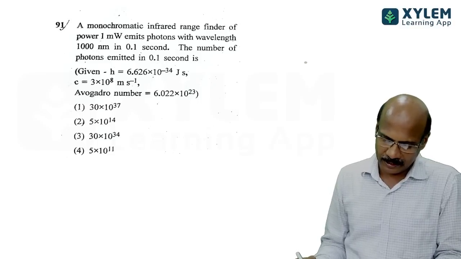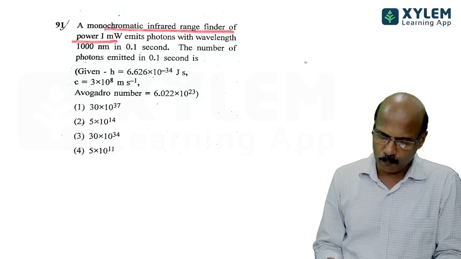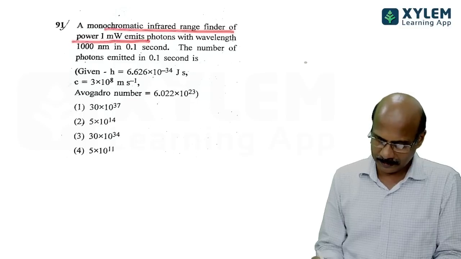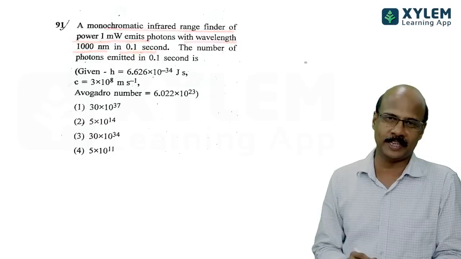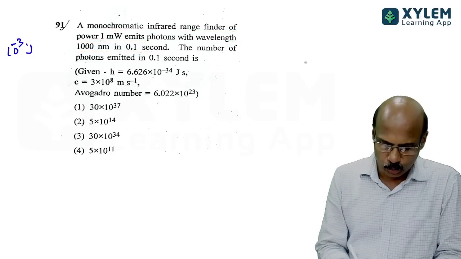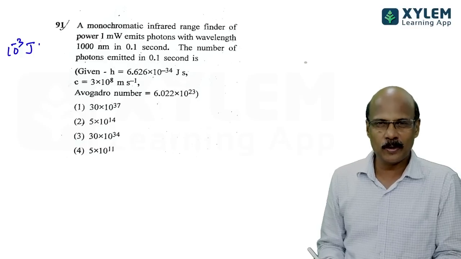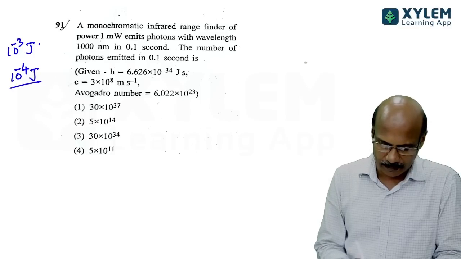What about question number 91? Monochromatic infrared range finder of power 1 milliwatt. What do you mean by 1 milliwatt? In 1 second, 1 millijoule is emitted. Am I right? Watt means joule per second. With wavelength of 1000 nanometer in 0.1 second. They say in 1 second 10 raised to minus 3 joule is emitted. Isn't it? So in 0.1 second, how much joule is emitted? No doubt 10 raised to minus 4 joule is emitted.